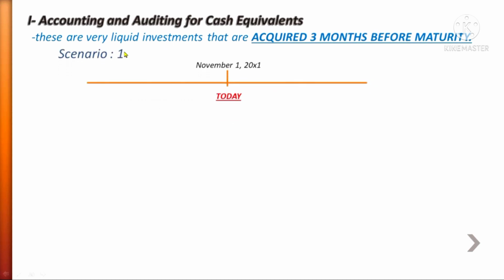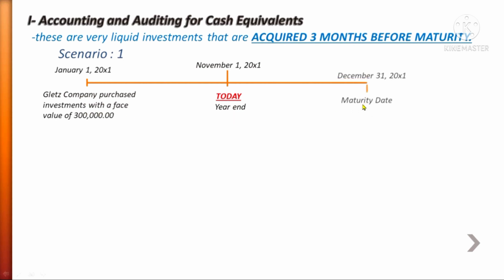The first scenario is, please imagine that today is November 1, 20X1 and also the fiscal year end of Gletz Company. And last January 1, 20X1, Gletz Company purchased investments with a face value of 300,000. That particular investment will mature and will be converted into cash on December 31, 20X1. The question is, is this investment a cash equivalent based on this?